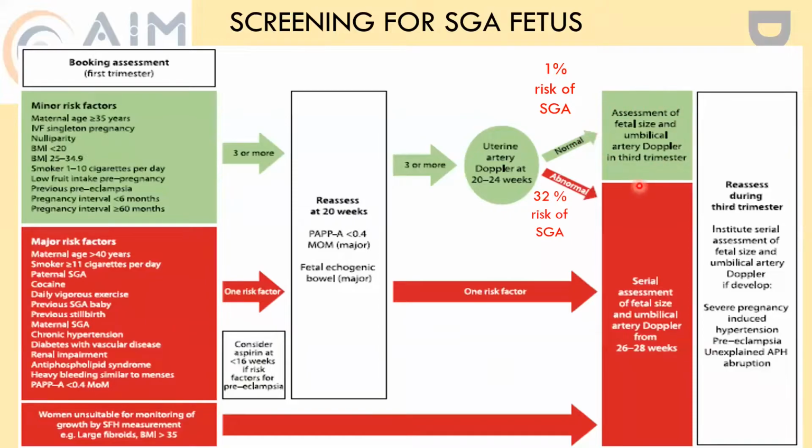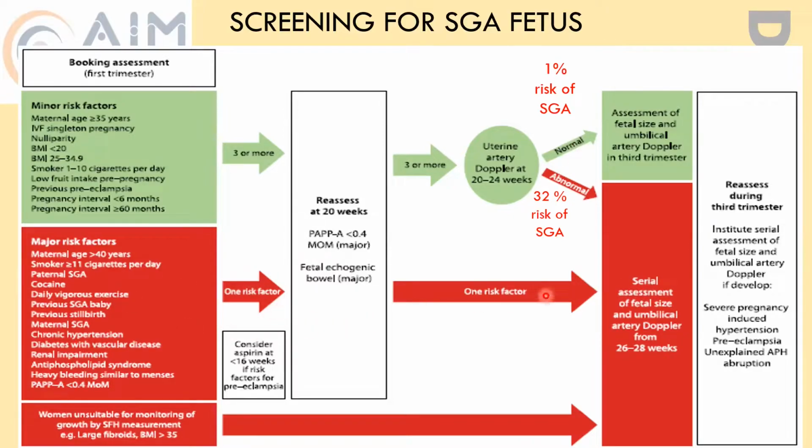At least one time you will assess by the umbilical artery Doppler. This is important. This they ask in SBA. If it is normal, what next? So next is to assess the fetal size and umbilical artery Doppler in the third trimester. If it is abnormal, there is a 32% risk of SGA. So if it is abnormal, as I told you, you are not going to repeat your uterine artery Doppler, but you will be doing serial assessment of fetal size and umbilical artery Doppler from 26 to 28 weeks. This is what you have to memorize.